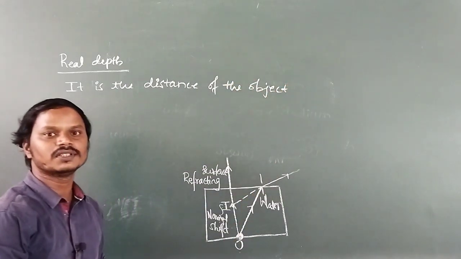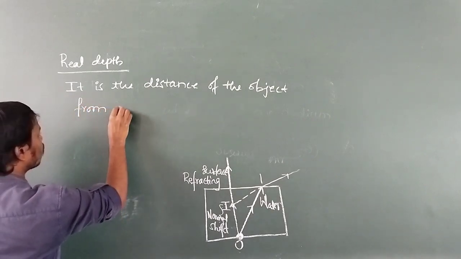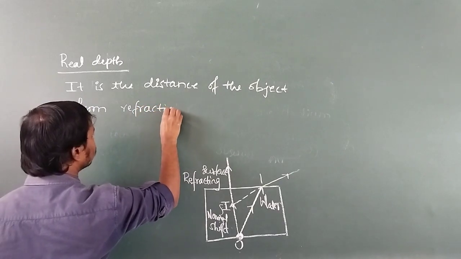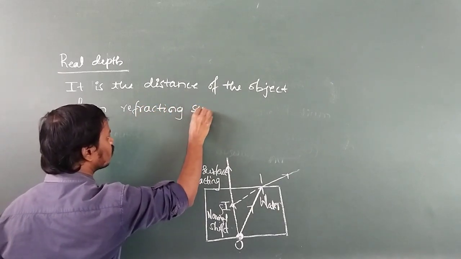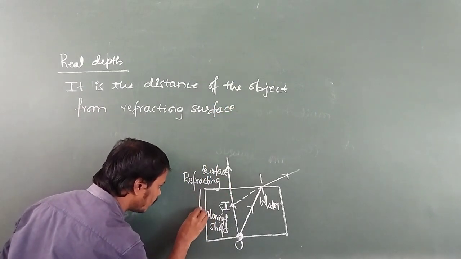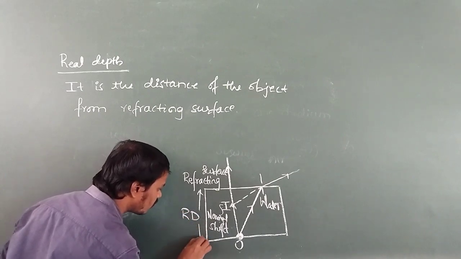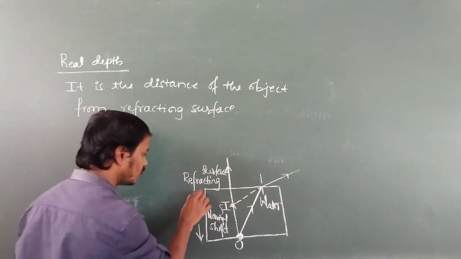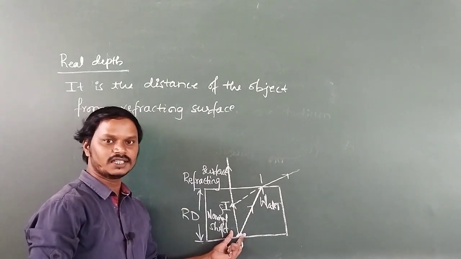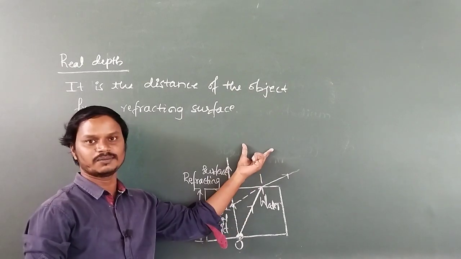From where? From the refracting surface. So this is the real depth. I will represent real depth by RD. What is RD here? RD is nothing but real depth. Now where is the object placed? The object is placed in the denser medium, and we are going to observe this object from the rarer medium.